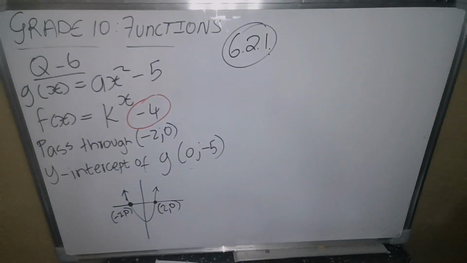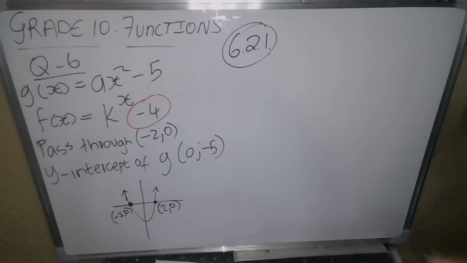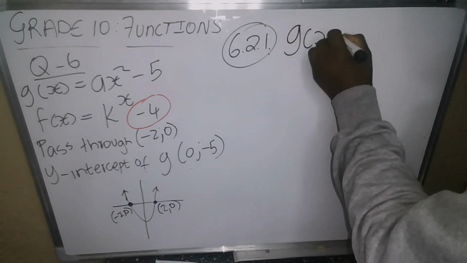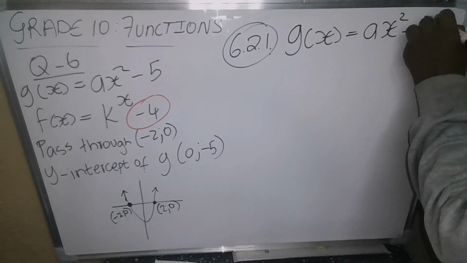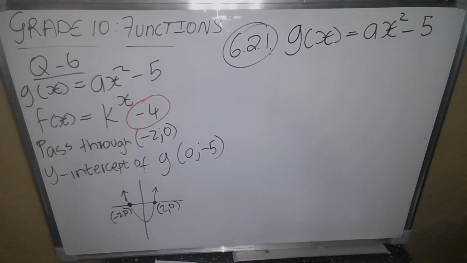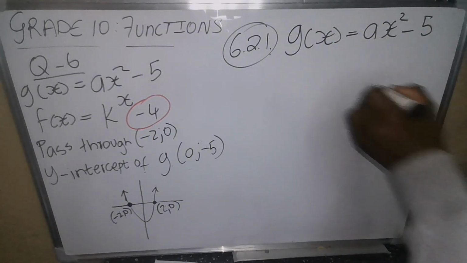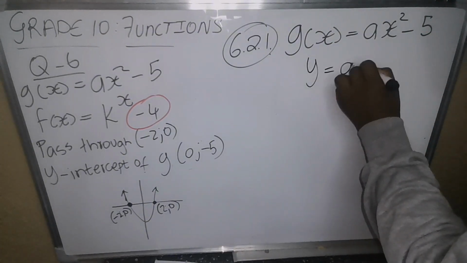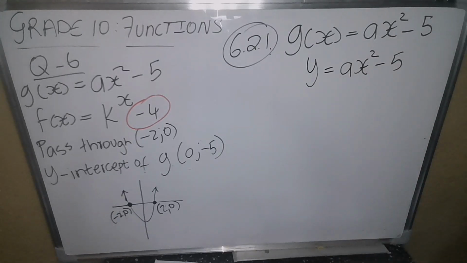It says determine the equation of G, 6.2.1. G at x is equal to a x squared minus 5. So what is the equation of G? In this case, y equals a x squared minus 5. How do you find a?